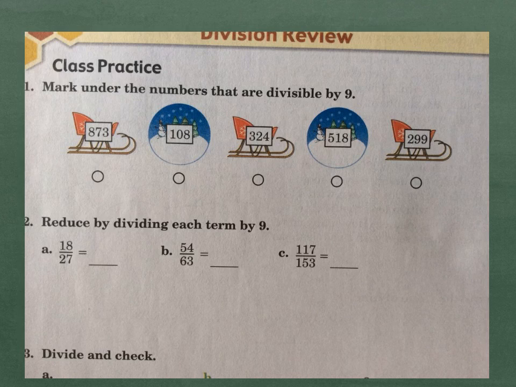Okay, 211 tells us to mark under the numbers that are divisible by 9. And remember the rule, to know if something is divisible by 9, you got to add up the digits and figure out what the sum of the digits are, and then see if 9 goes into that. So we take 8 plus 7 plus 3. 8 plus 7 is 15, plus 3 more is 18. Does 9 go into 18 evenly? Yes, it does. So we know that 873 is divisible by 9.